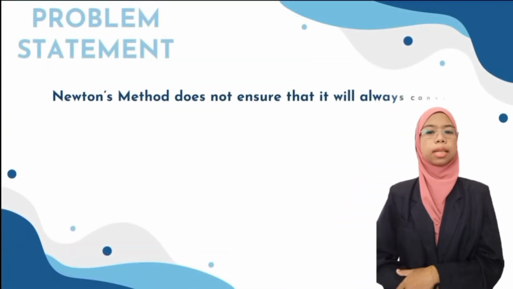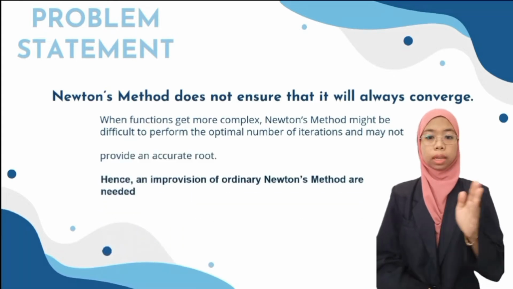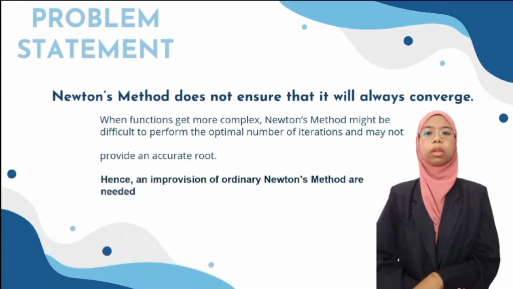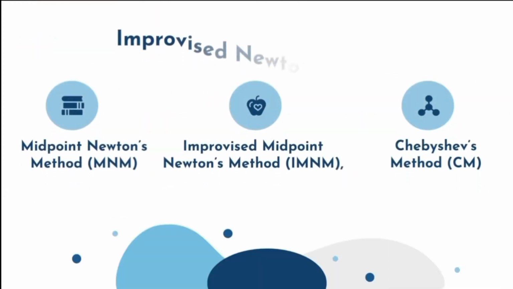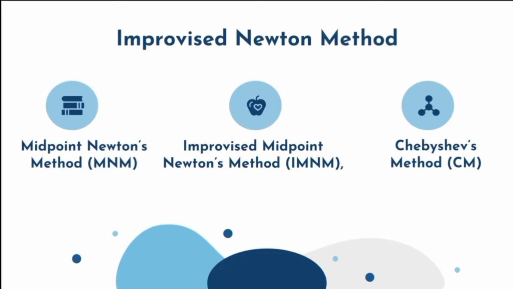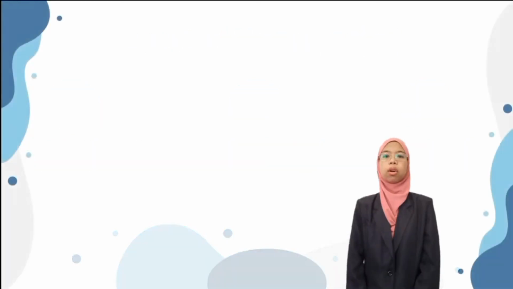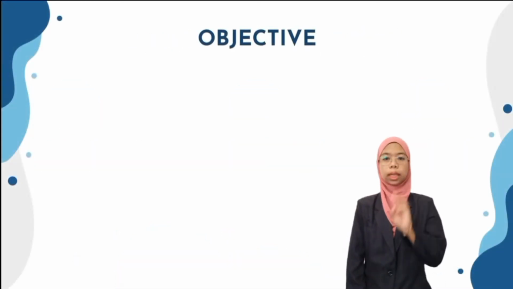However, Newton method does not ensure that it always converges. As functions get more complex, Newton method might have difficulty performing the optimal number of iterations. Hence, an improvisation of the ordinary Newton method is needed. Therefore, in this study, we focus on 3 improvised Newton methods as stated on the screen. All methods are tested to achieve the 3 objectives in this study.